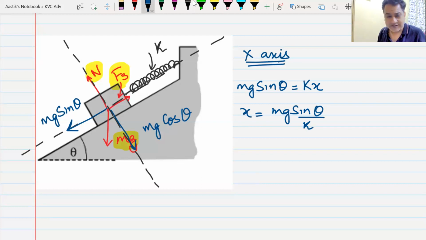The other equation remains the same. N is equal to mg cos theta. All of us understand this? Yes or no? Yes, sir. Everyone got this answer? Can I give you another one? Yes, sir.